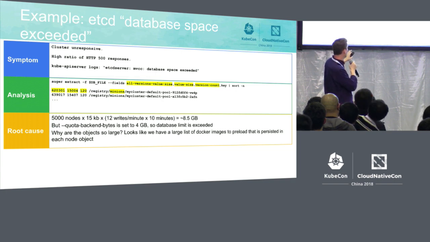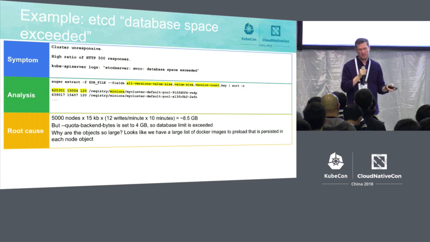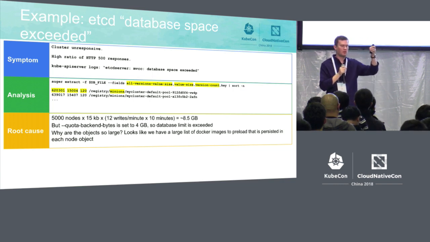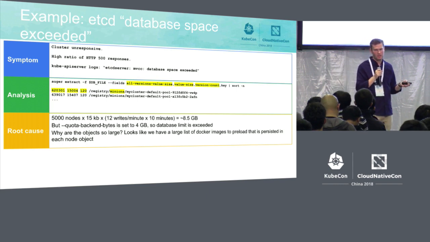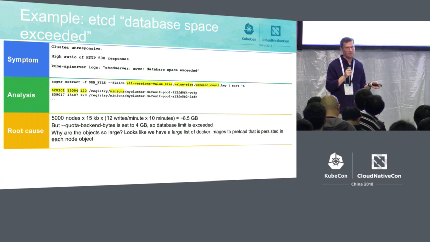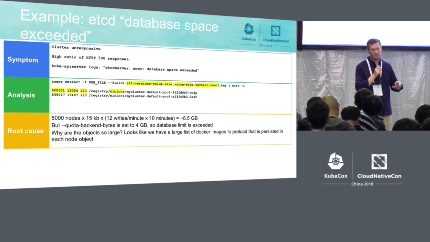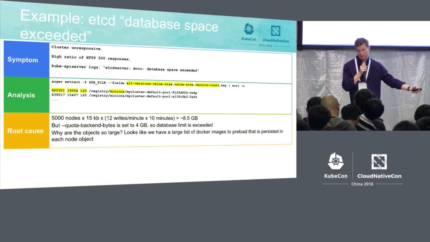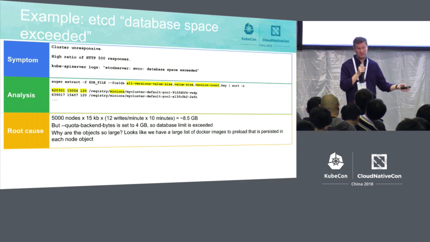The last remaining bit is why is each node object 15 kilobytes. You might examine that by hand, and what you'll see is a large list of Docker image names. It takes up almost all the space, and it's in every node, and it's the same list. Well, this is a preloaded image list that you can put in Kubernetes, and it allows each node to load Docker images before pods are scheduled that need those images. And that means that when pods are started, it's very efficient.